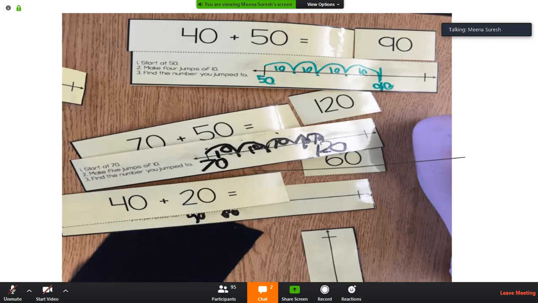Then you give them things like this, 40 plus 50. They are not adding 4 plus 5. They are adding 40 plus 50. You can help them with the number line. You can do, as I told you earlier, 40, 50, 60, 70. You can do it like that. This is a recommended strategy.